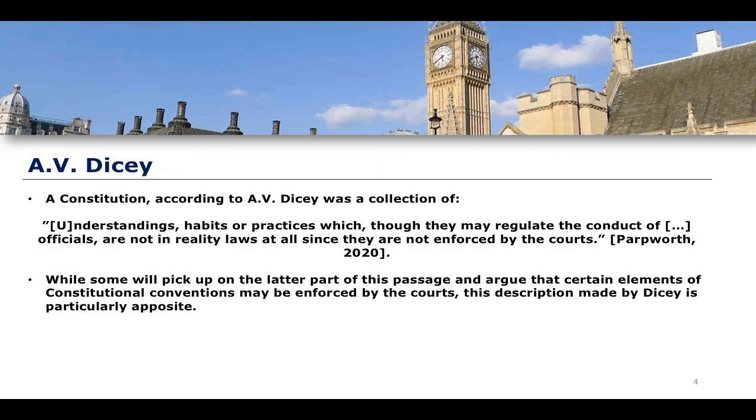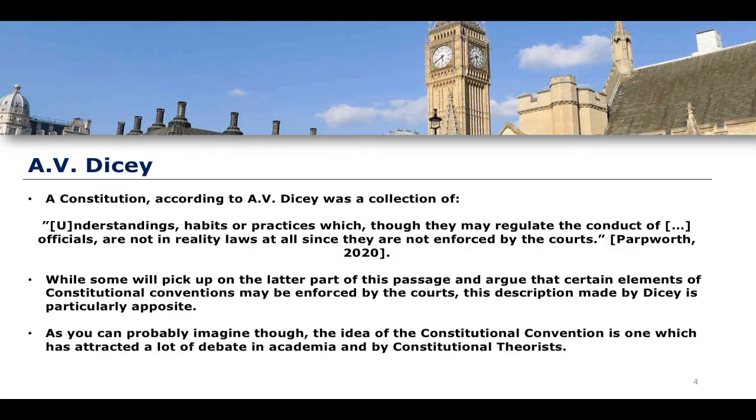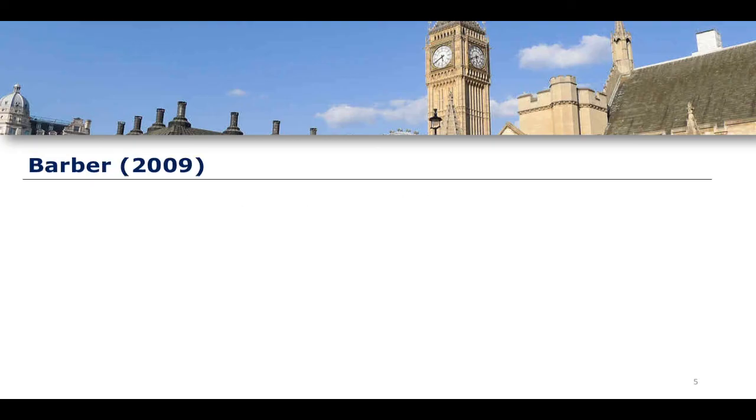While some will pick up on the latter part of this passage and argue that certain elements of constitutional conventions may be enforced by the courts, this description by A.V. Dicey is particularly apposite. And you can probably imagine that the idea of a constitutional convention has attracted a lot of debate among academia as well as constitutional theorists and scholars. Because they are not enforceable by courts, they are not clearly defined positive law, so we have this wishy-washy concept that we have to describe and formulate as part of the broader constitutional framework of the UK.